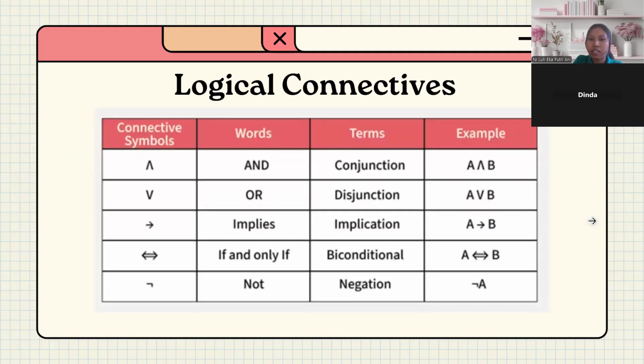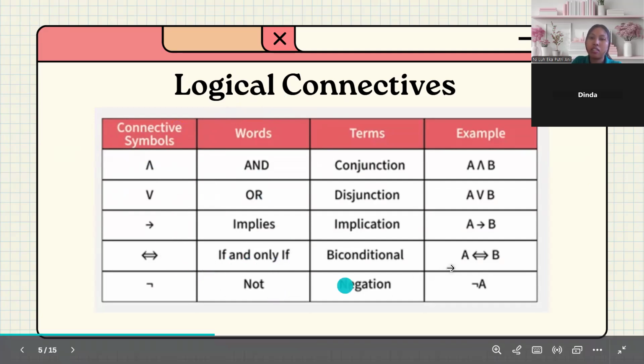Next. So we also have logical connective symbols. You can see the symbol of and is this, and this is or, this is implies, this is if and only if, this is not.